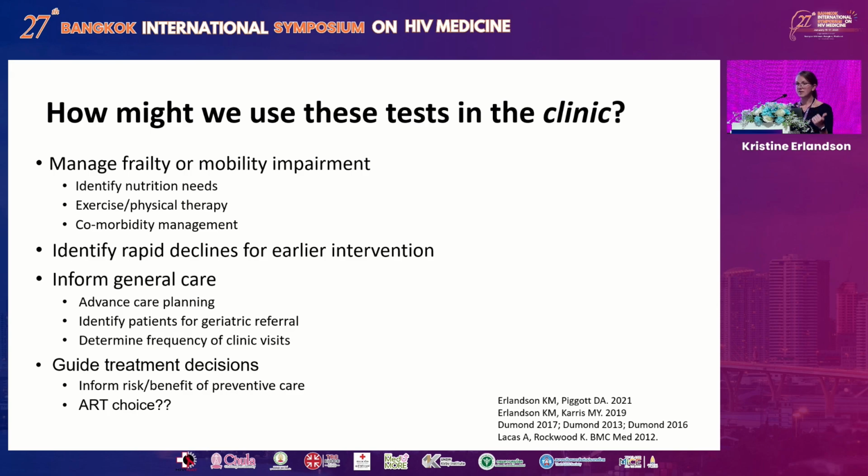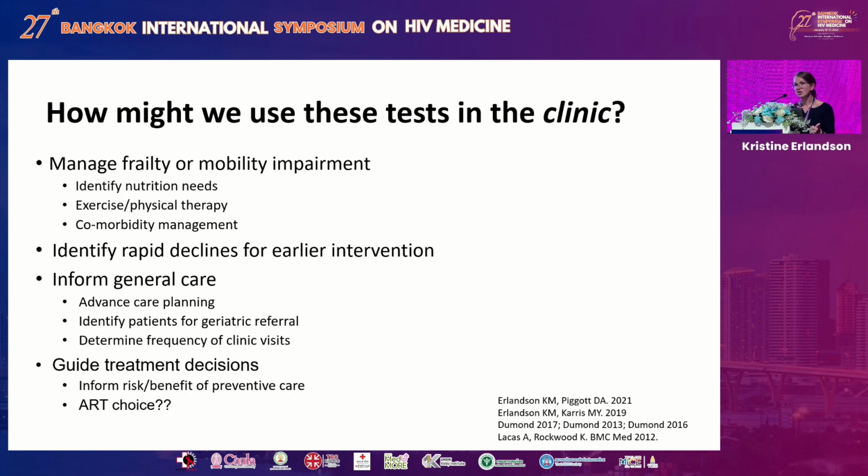Frailty or physical function can help us think about how we're caring for our patients in general. So do they have an advanced care plan? How aggressive do they want to be with their care at the end of their life? Are they an appropriate candidate for a referral to a geriatric clinic? And maybe that frail patient should come into clinic every 2 months instead of every 6 months or a little bit more frequently.